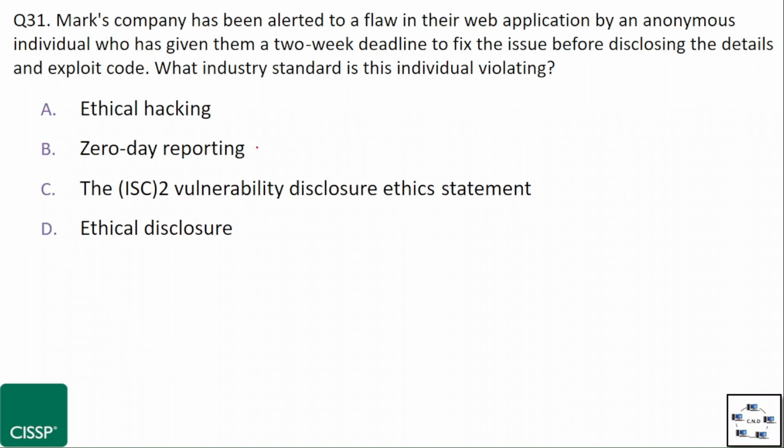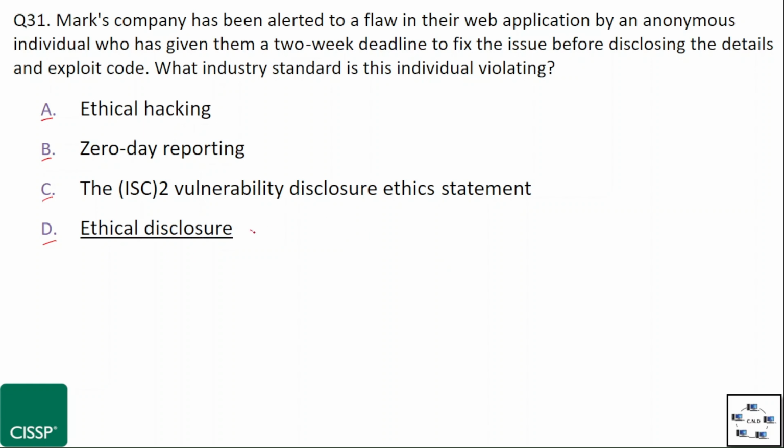Question number 31. Mark's company has been alerted to a flaw in their web application by an anonymous individual who has given them a 2-week deadline to fix the issue before disclosing the details and exploit code. What industry standard is this individual violating? The options are option A, ethical hacking; option B, zero-day reporting; option C, the ISC2 vulnerability disclosure ethics statement; and option D, ethical disclosure.